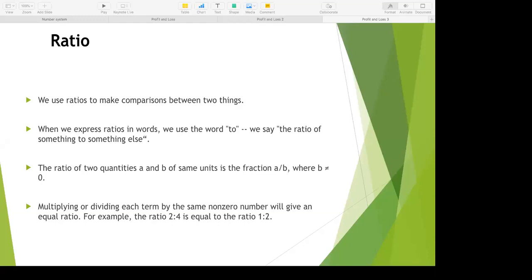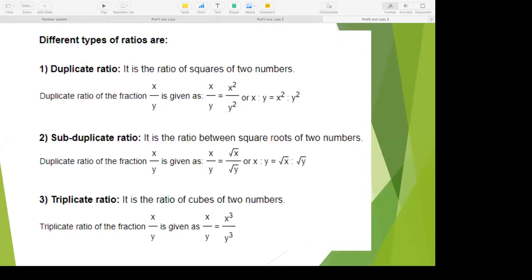Most of you must be knowing this. So there are some different types of ratios which you might not have heard before, and in some of the tests, they simply ask you these things. So the very first type is duplicate ratio. What is duplicate ratio? It is the ratio of squares of 2 numbers.